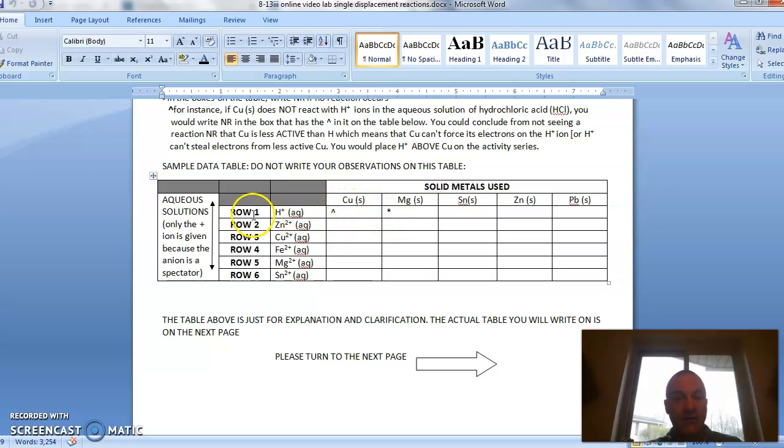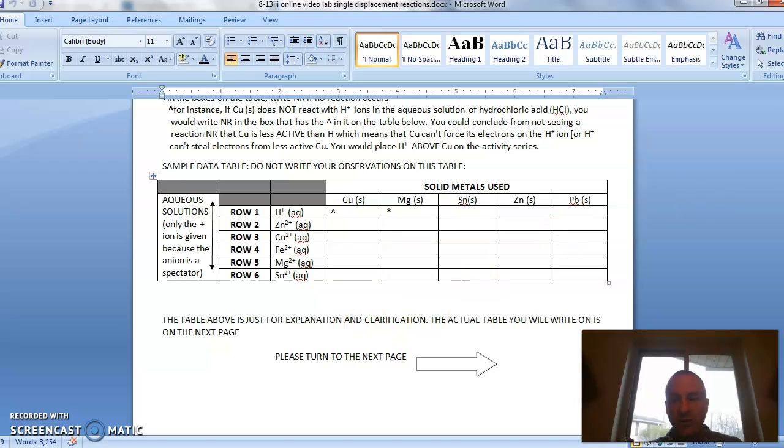So the very first series of reactions, you're going to be reacting these metals with the hydrochloric solution. In the second set, you're going to be reacting these same metals with zinc sulfate solution. And we're going to continue on and on and on. You're not actually going to write your results on this table. This is just an informational table.